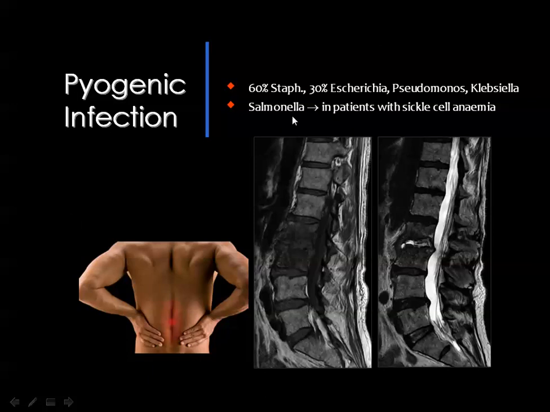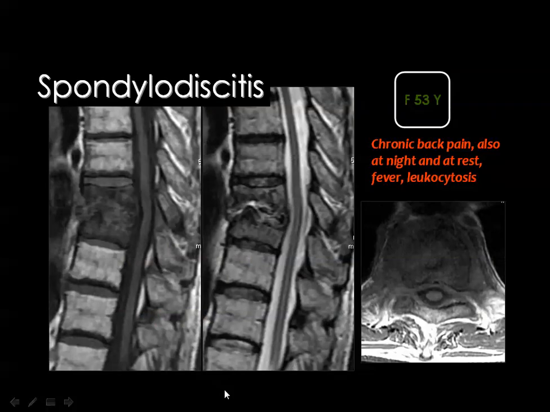And commonly you see staphylococcal infection, then followed by Escherichia infection. Pseudomonas, Klebsiella, and Salmonella can be seen in patients with sickle cell anemia.